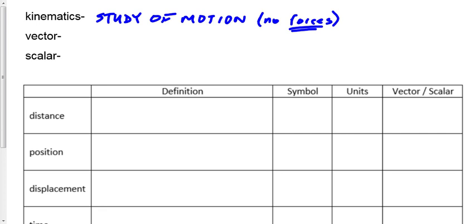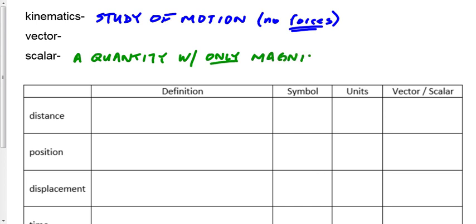Yes. A scalar is a quantity with just magnitude. So in other words, not only do we not pay attention to the direction, it is irrelevant. There is no direction associated with a scalar quantity. So we're going to say a scalar is a quantity with only magnitude. You guys know what that word means, magnitude? Like size, amount?